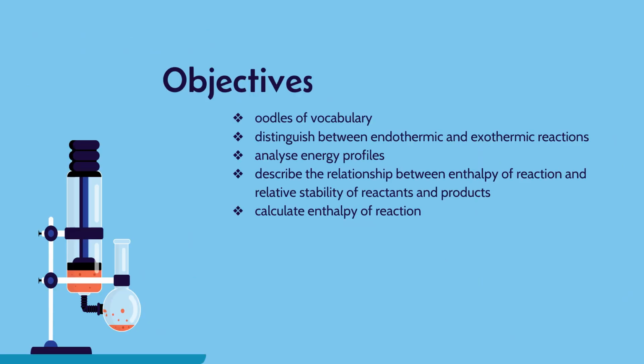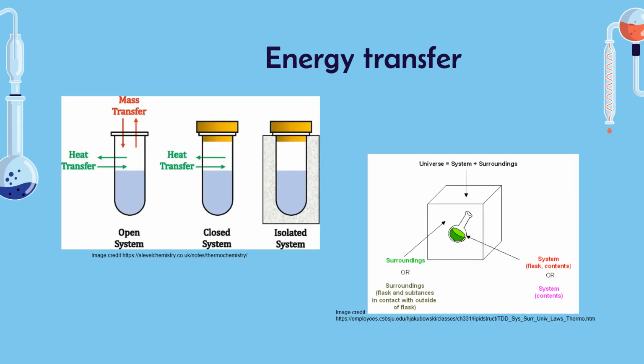And our objectives: we're going to look at so much vocabulary. We're going to talk about endothermic and exothermic reactions. We're going to analyze some energy profiles. We're going to talk about the relationship between enthalpy of reaction and then the stability of reactants and products. We're going to wrap up with so many calculations. If you don't already have a calculator nearby, pause the video, go grab one. You're also going to want your data booklets.